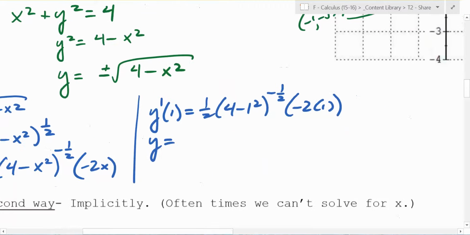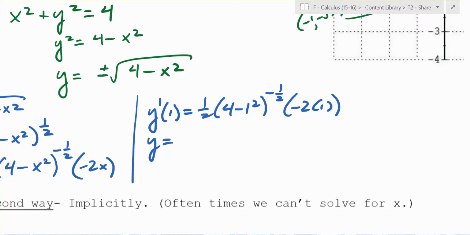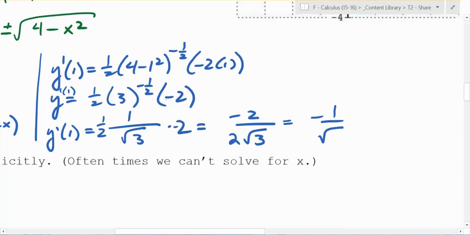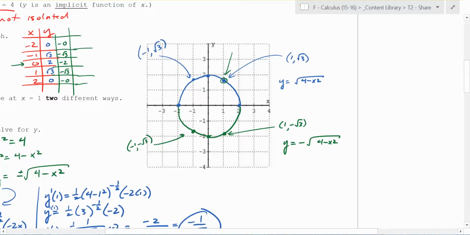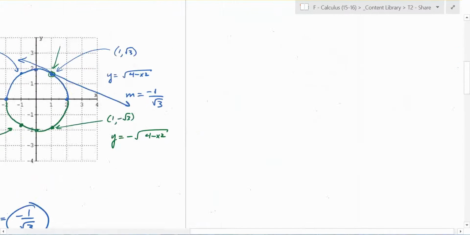What does to the negative 1/2 power mean? Come on, kids. I know it's Saturday. I know it's painful for you to be here. So what do you end up with? Negative 1 over the square root of 3. So the slope of that tangent line, did we expect it to be negative? Yes. So what was the slope here? Y equals negative 1 over root 3. We needed to isolate and then take the derivative.